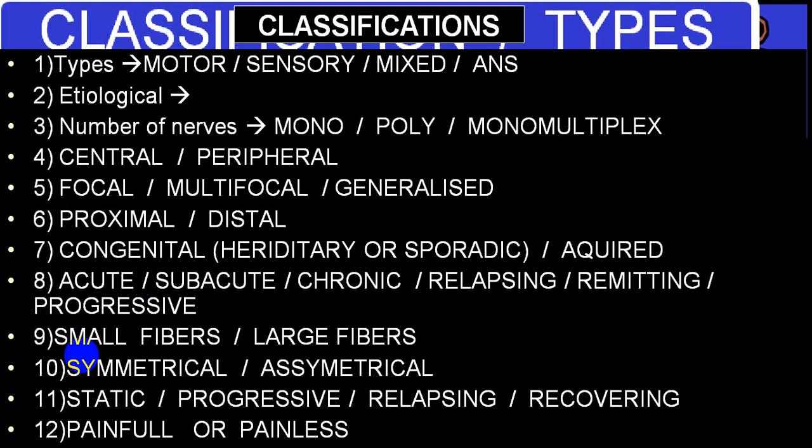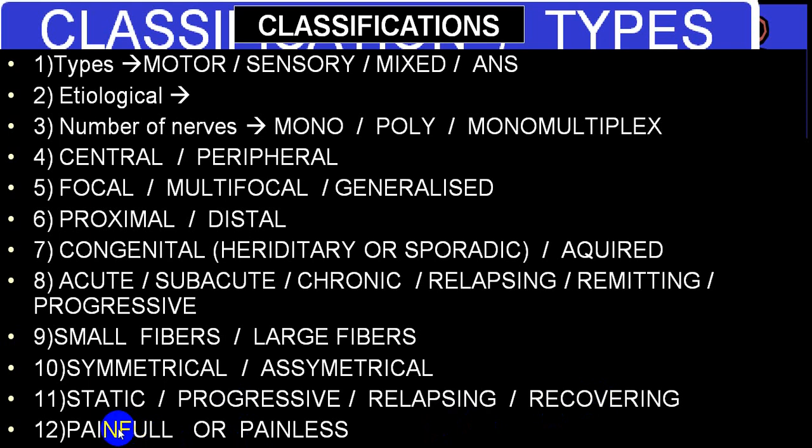It can be symmetrical distribution, bilaterally symmetrical, or it can be one side more involved as compared to the other side. We call that asymmetrical involvement. Classical example of asymmetrical involvement is mononeuritis multiplex, while polyneuropathy will be symmetrical. Mononeuropathy is asymmetrical. We already mentioned acute, subacute, etc. It can be static or it can be progressive, relapsing, or it may be in a stage of recovery.